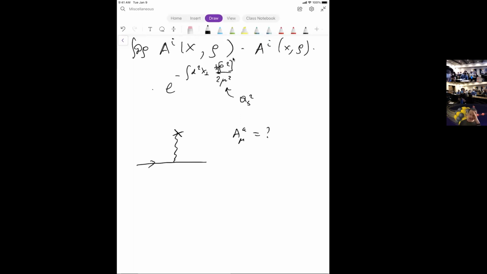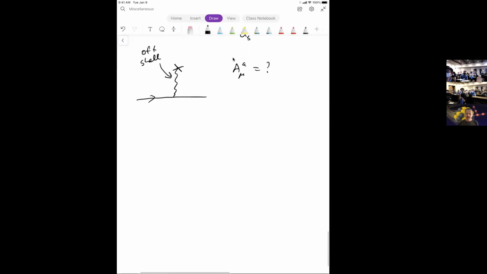Oh, by the way, I forgot to ask, is it familiar to the audience that you can write a field as a Feynman diagram, where this wiggly line is off shell? I don't see any reaction. I thought I saw some positive nods, but yes, no? Okay, let me explain what I'm saying. It sounds like a no.